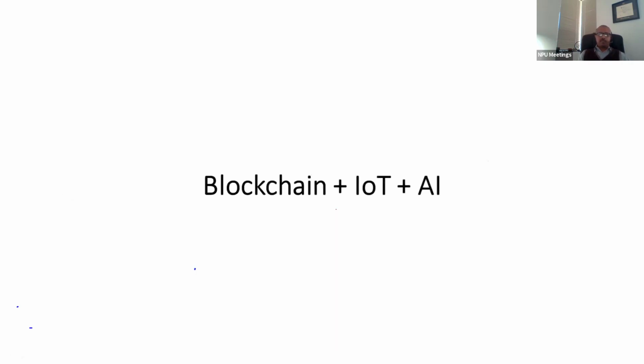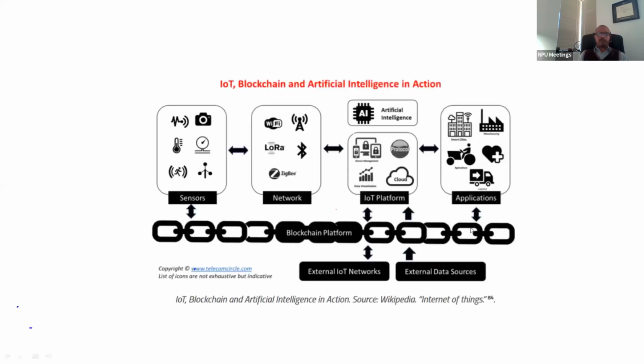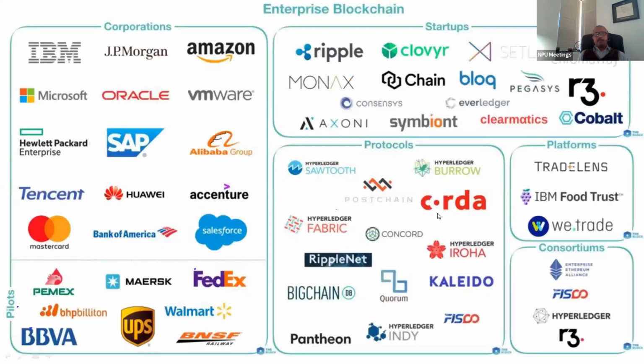Applications, and this is really the last thing we talk about. The blockchain and IoT and AI, this is one of my favorite diagrams. It shows you the four stages of the Internet of Things, from the sensors to the network to the platform, the cloud, to the applications, and how the blockchain can store the information coming from each one of the components of the Internet of Things and make sure that nobody can change it.